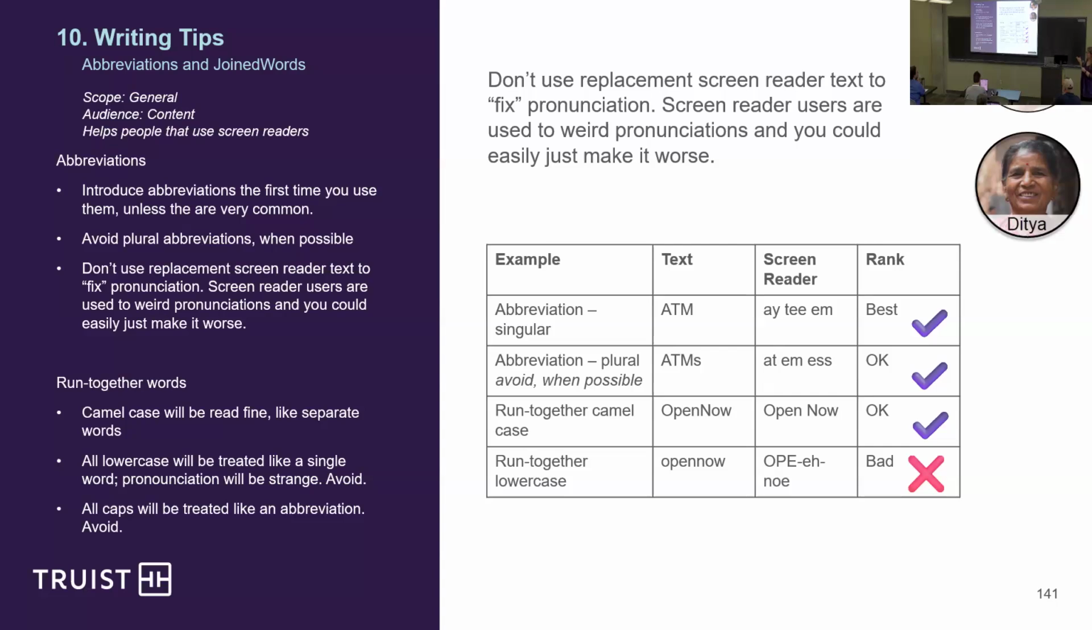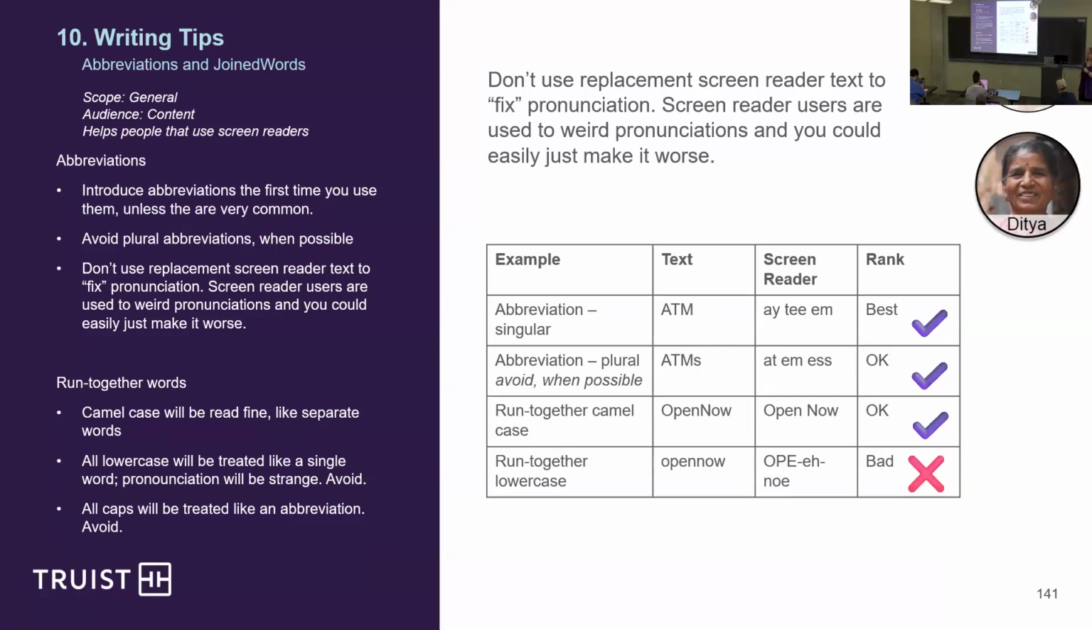That's an easy one for us to change. In our ATM locator, we used to say find ATMs, and now we say find an ATM. Easy fix, we don't have to do anything special to it. Camel case is good because anytime it hits the capital letter again, it treats it as a new word. That gets pronounced well. Don't run together lowercase. So in the row 3, that gets pronounced open now, but when you make it all lowercase, it gets pronounced openo.